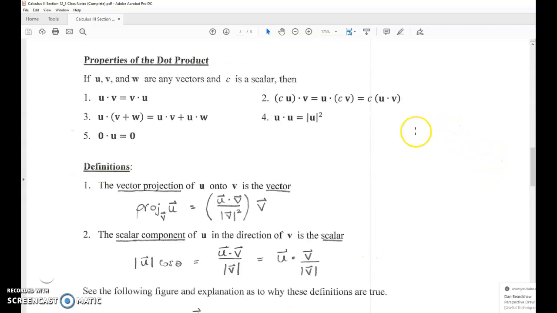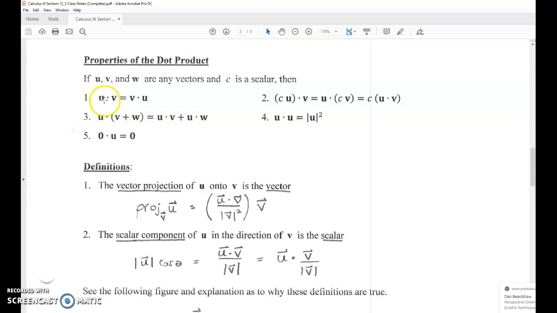And we're talking in section 12.3 about the dot product, which is a multiplication of two vectors which results in a scalar. And these are the properties of the dot product. If u, v, and w are any vectors, and c is any scalar, then the dot product u dot v is equal to the dot product of v with u. Again, I'm not going to prove all of these to you. Make sure you read through them and understand.